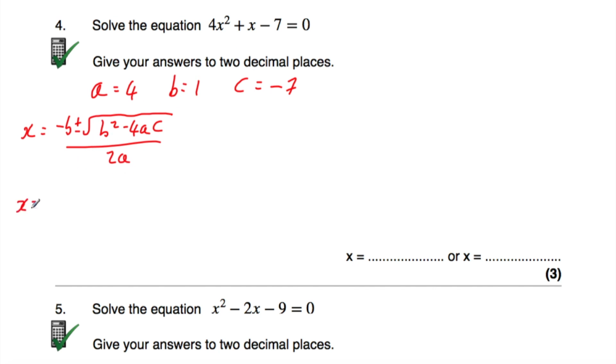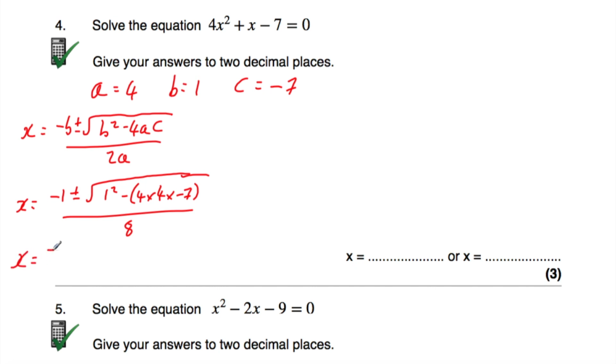So we've got x is equal to negative b, now b is equal to 1, so it's going to be negative 1 plus or minus the square root of, we've then got b squared, so it's going to be 1 squared. Now I like to put this in brackets, 4 times a, which is 4, times c, which is negative 7. And that's all divided by 2a, and a is equal to 4, so 2 times a is equal to 8, so over 8. So that means we've got x is equal to negative 1 plus or minus the square root of 1 squared minus 4 times negative 7, all divided by 8.